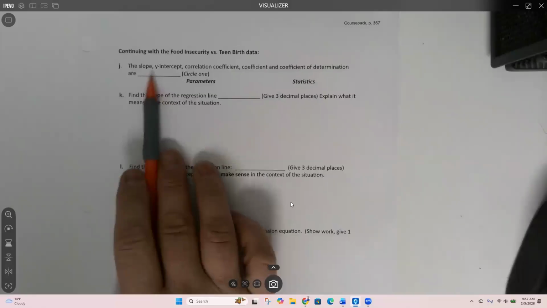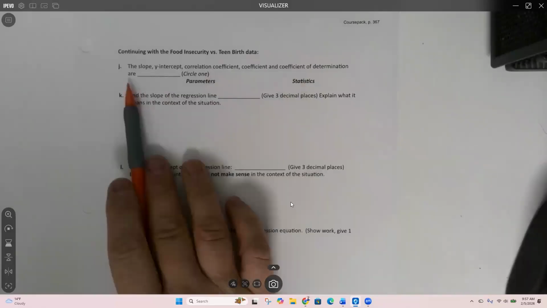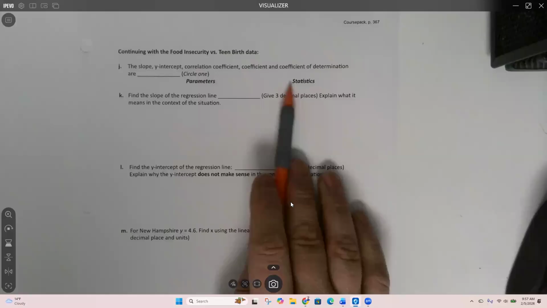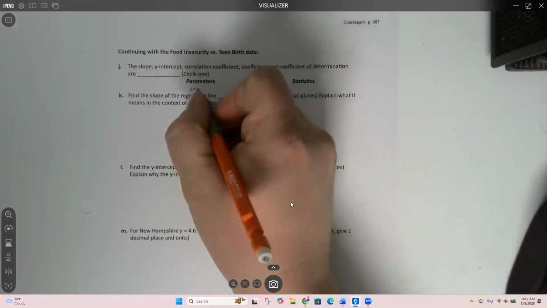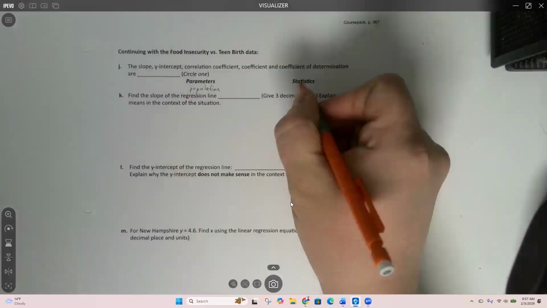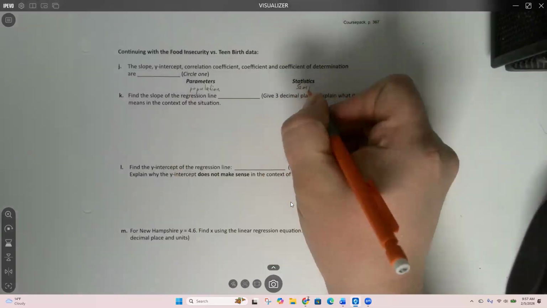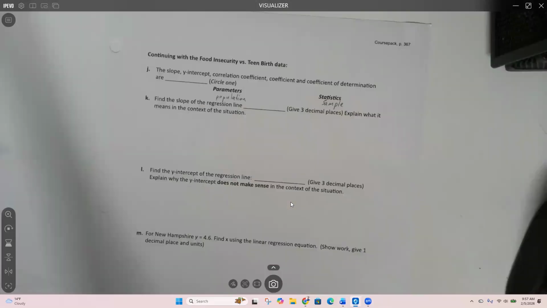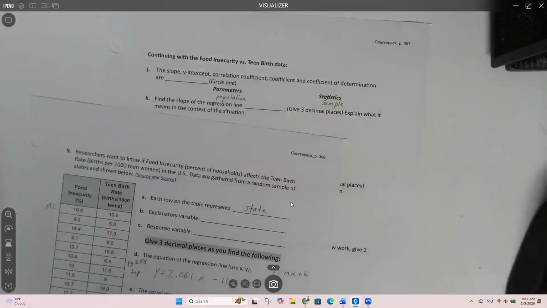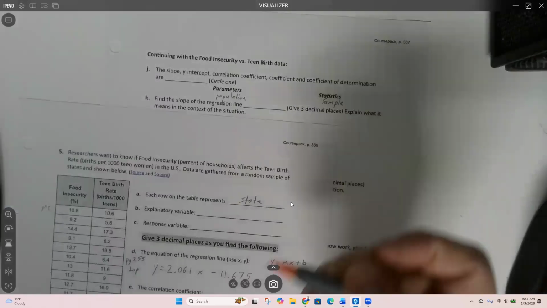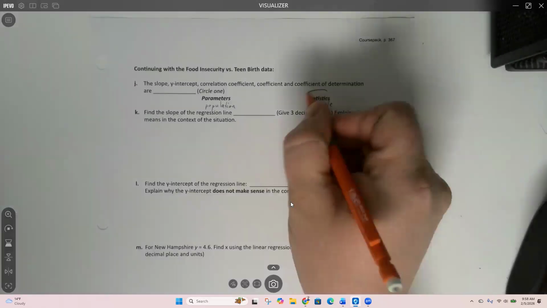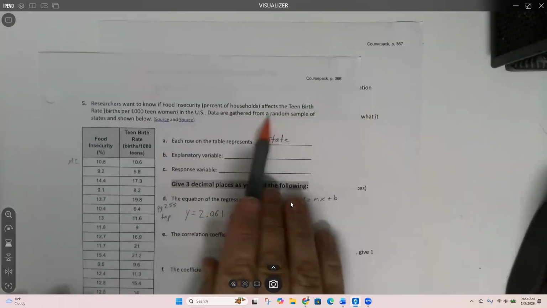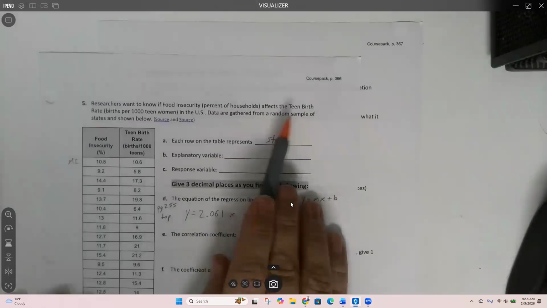The slope and the y-intercept, all of these things, are these parameters or statistics? That depends on if you have a population or a sample. And what do we have in this case? Yeah, I agree with you guys. Thank you, Rachel. Thank you, Stella. We have statistics because we have the word sample, random sample. If we had said all, that would be a population.